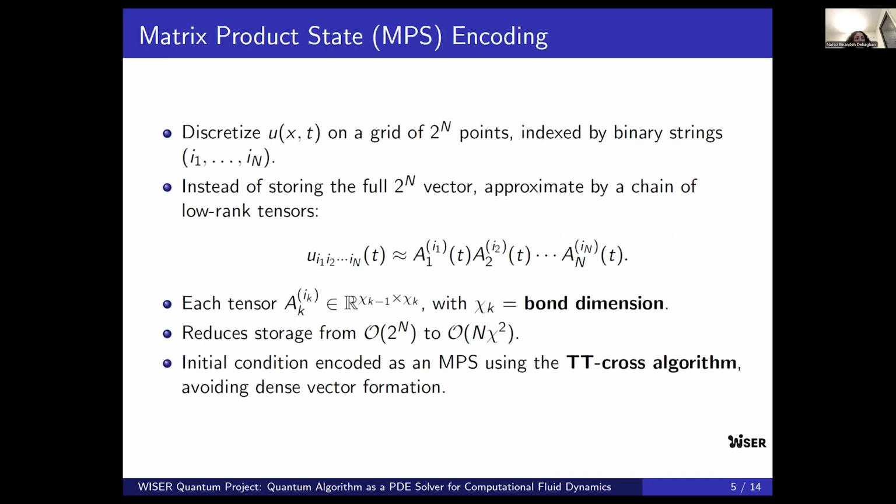We discretize the solution on a grid of size 2 to the power n. Instead of storing the full vector, we approximate it as a chain of low-rank tensors. This reduces storage, and with the TT cross algorithm, we can encode the initial condition directly without forming dense vectors.